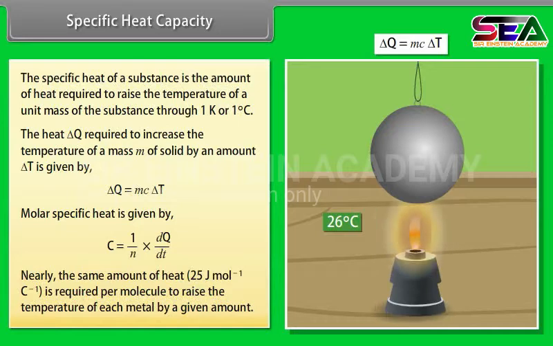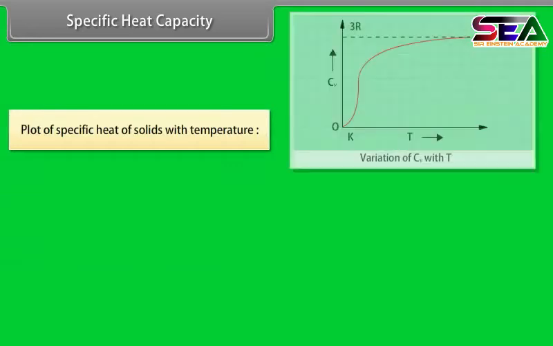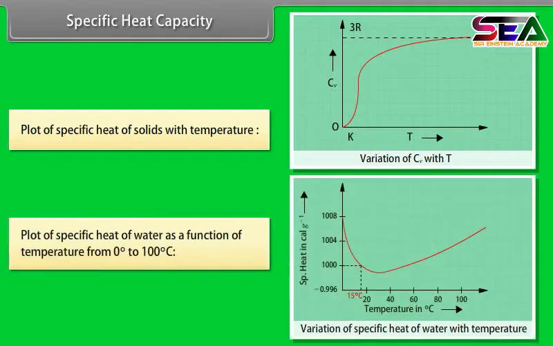Nearly the same amount of heat, 25 joule mole inverse Celsius inverse, is required per molecule to raise the temperature of each metal by a given amount. Variation of specific heat of solids with temperature is shown in the given graph. The specific heat of water as a function of temperature from 0 degrees to 100 degrees Celsius has been plotted.